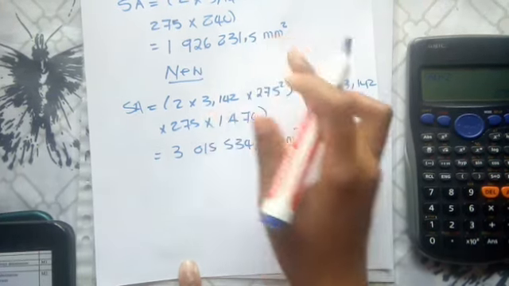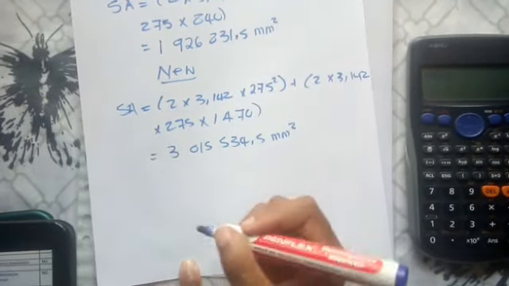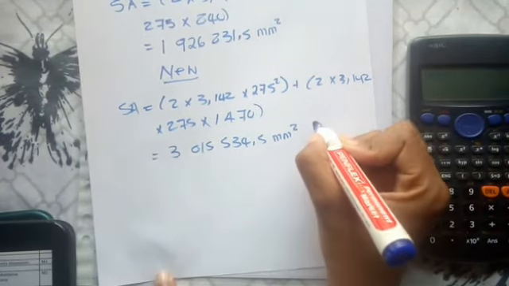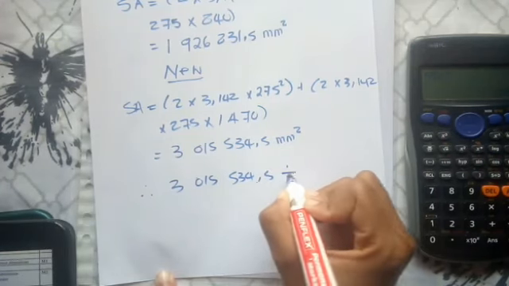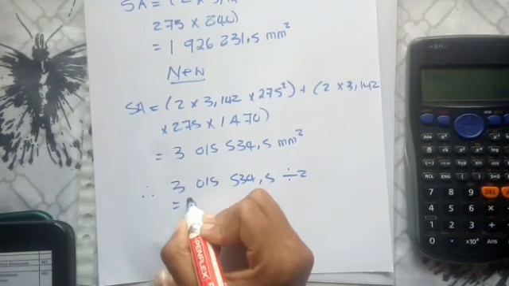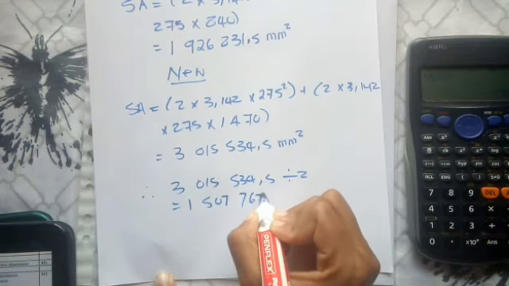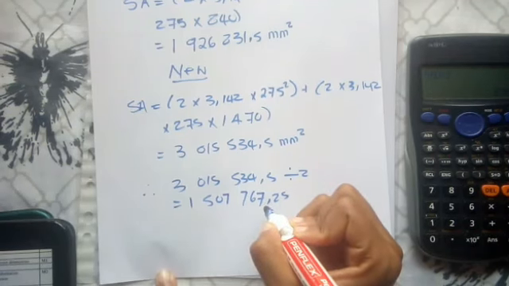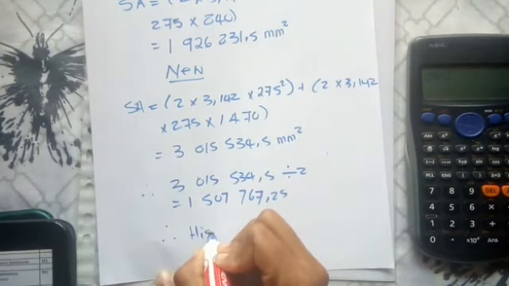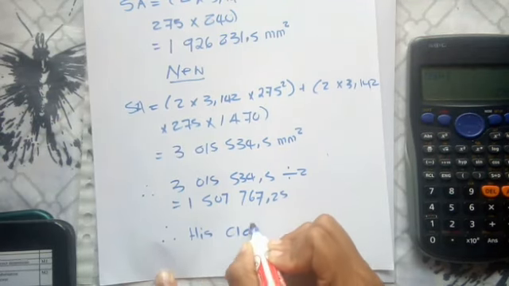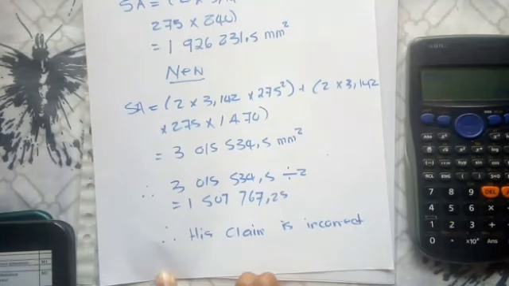So now we are trying to prove that this is twice this amount. The best way to do that is, if I divide this by 2, it should give me this. If it does, then his statement is true. But if it doesn't, then his statement is incorrect. So I'm going to take 3,015,534.5 and divide it by 2. It gives me 1,507,767.25. This is not that. So therefore, his claim is incorrect. That's how you get your full 8 marks.